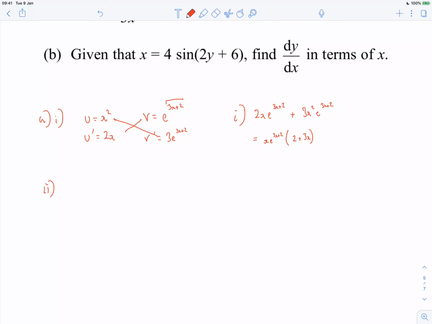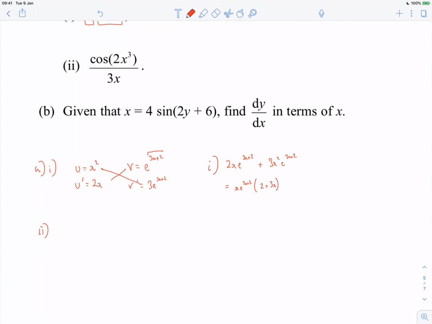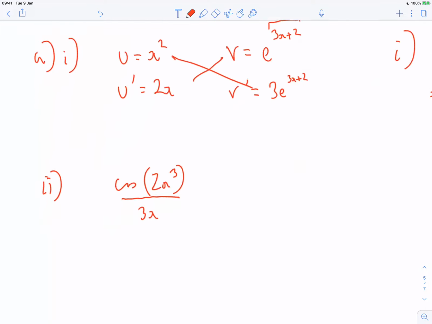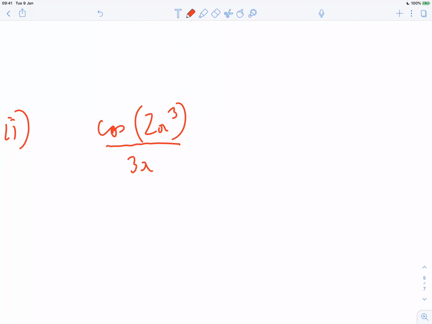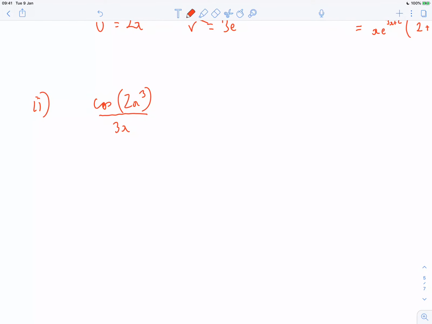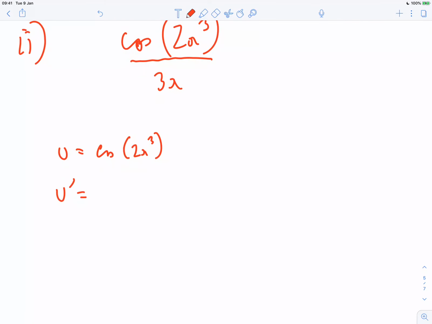Okay, we've got cosine of 2x cubed over 3x. Right, easy peasy. This is a quotient. We've got a fraction. It's the same deal. I'm going to have u, my top bit, which is cosine of 2x cubed. U dashed, well, I take the argument, which is 2x cubed, and differentiate it and bring it outside. So 2x cubed becomes 6x squared.